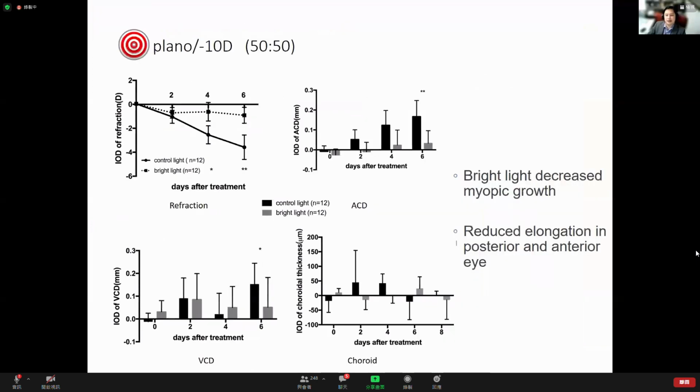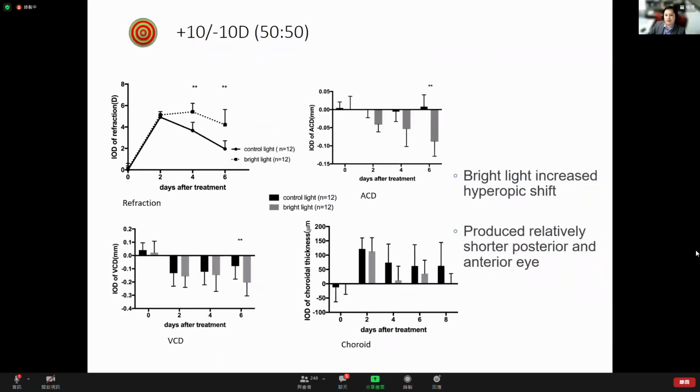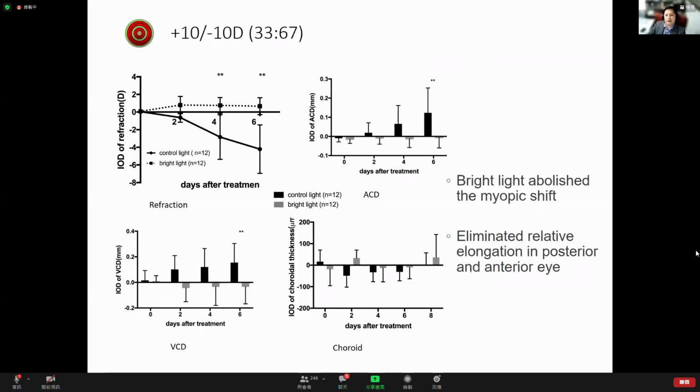Here is the result for the plano and -10 diopter group. You can see that the bright light produces a small but significant hyperopic shift at the endpoint. Such difference was reflected in the reduced elongation of anterior chamber and vitreous chamber depth. No difference was found on the choroid. In the second lens group, the presence of bright light produced a stronger and more sustained hyperopic shift in the refraction, and the bright light treated animals showed relatively shorter anterior chamber and posterior chamber depth. In the third lens group, bright light dramatically abolished the myopic development and eliminated the relative elongation in the anterior chamber and the posterior chambers.